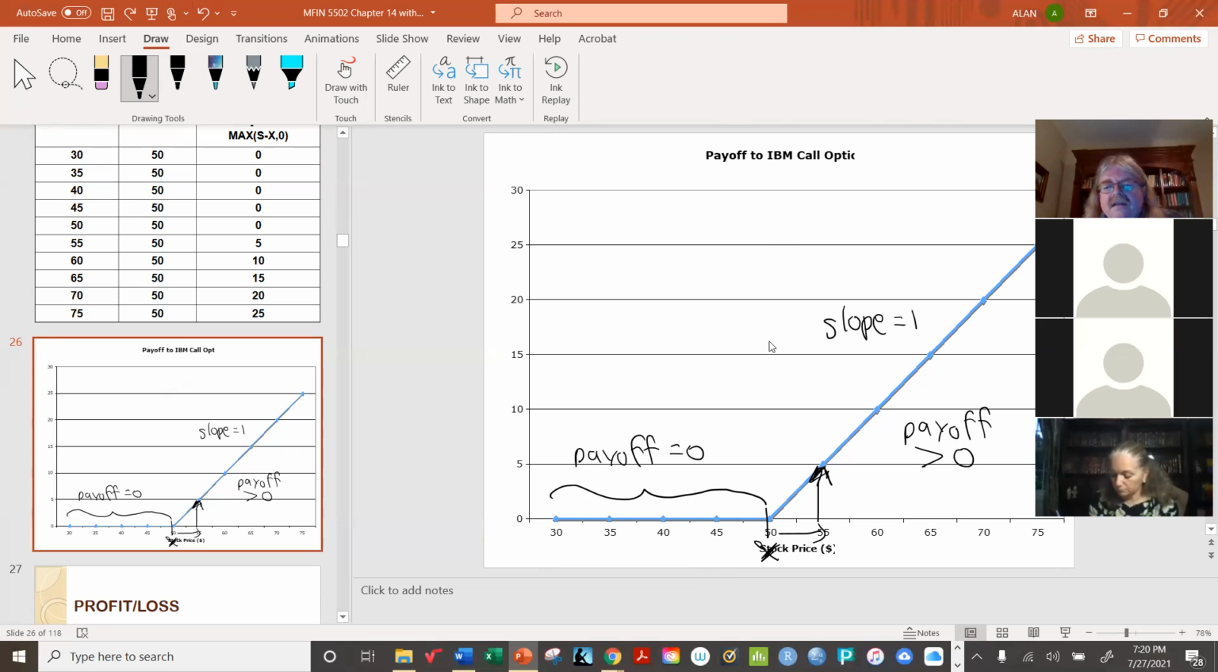Now that basic shape is very important because it helps us visualize what exactly is happening with the payoffs to this call, and it applies to every possible stock price. Now, this graph does not show the profits and losses though, but that's easy to fix.